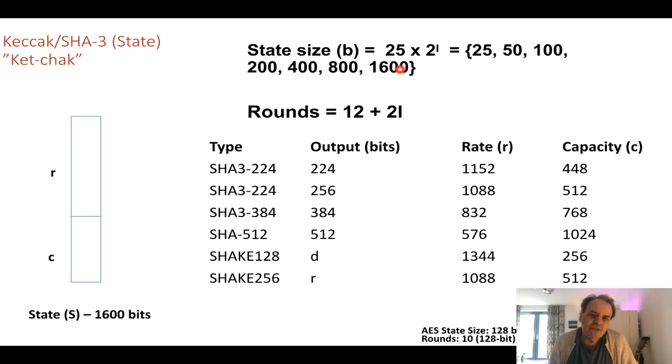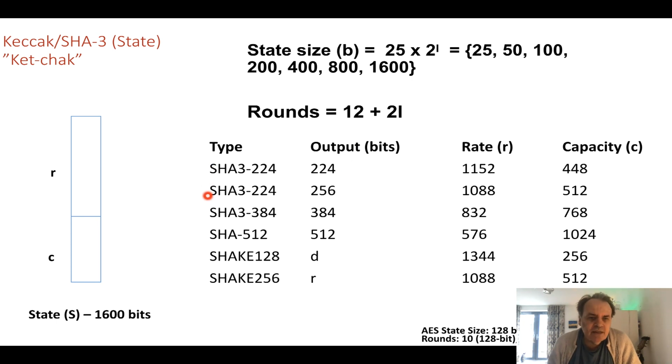So 1600 bits is often chosen. This value of L is 6. The number of rounds that we use is 12 plus 2L. L is 6, so we go for 24 rounds. I'll explain how the rounds come in a little minute.